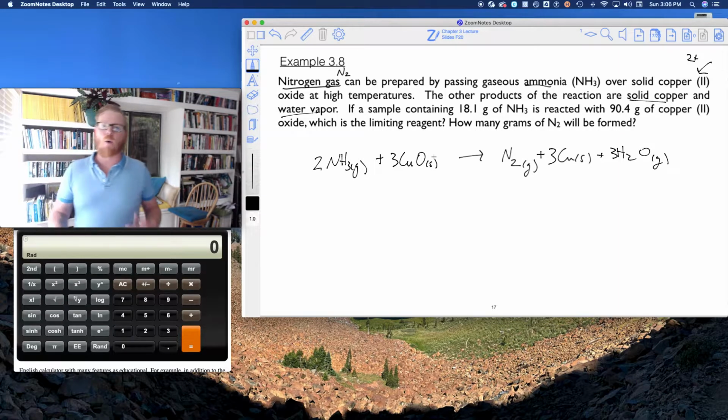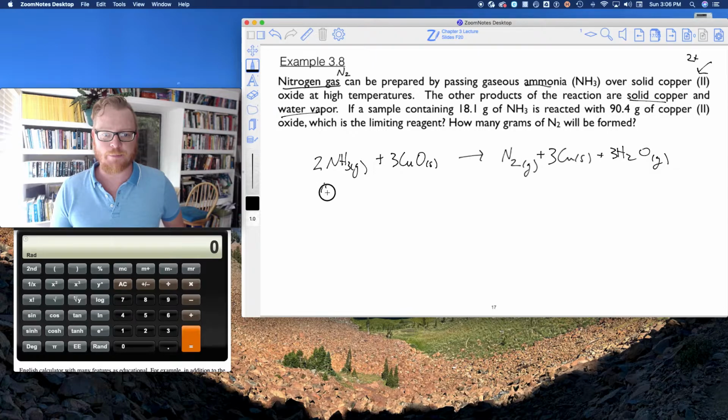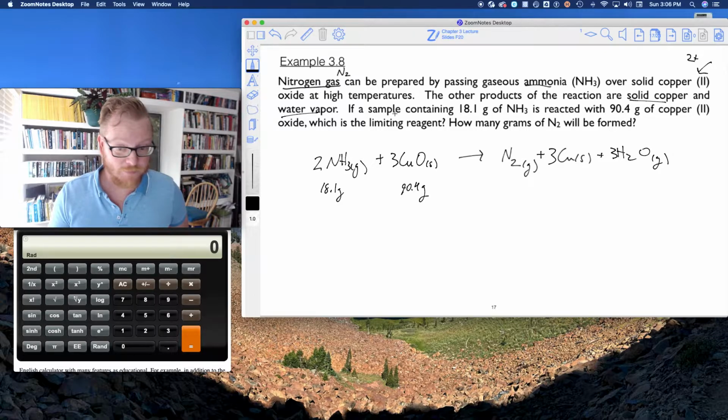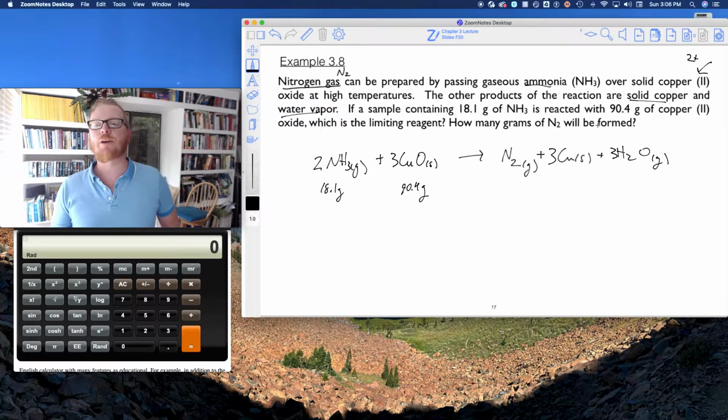Okay. So now, what is this problem even asking me? It says, if a sample containing 18.1 grams of ammonia, NH3, and I'm going to write 18.1 grams right there under the ammonia, is reacted with 90.4 grams of copper(II) oxide, what is the limiting reagent? And how many grams of N2 will be formed? So I'm going to put a question mark right there for how many grams.